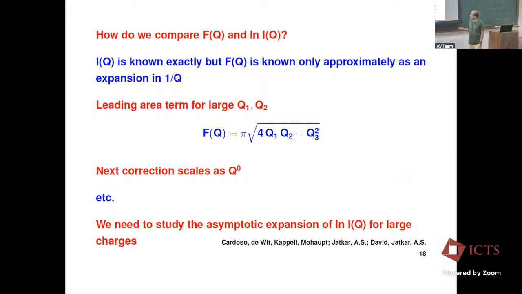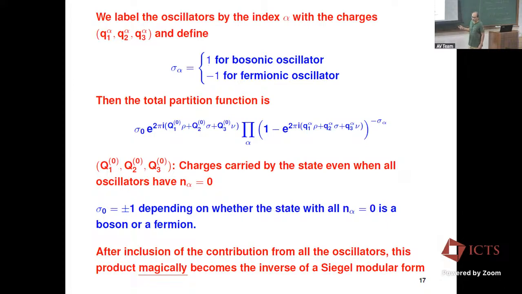Now, Iq is known exactly. When I say it's known exactly, what I mean is that if somebody gives me a Q1, Q2, Q3 value, I can just expand this product and read out the corresponding coefficient. It's a simple program in Mathematica: you give the Q1, Q2, Q3, and the program will tell you what the coefficient will be in this expansion.